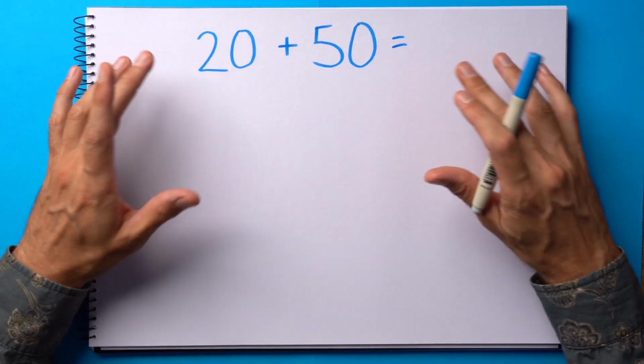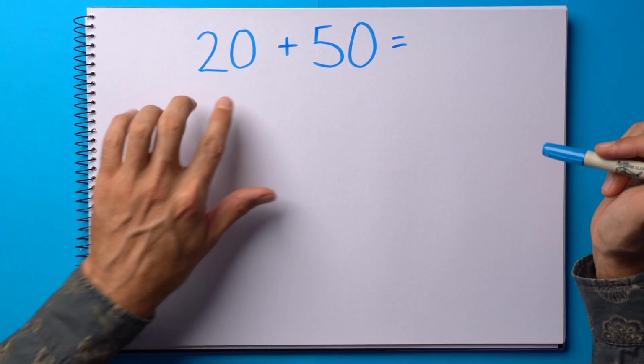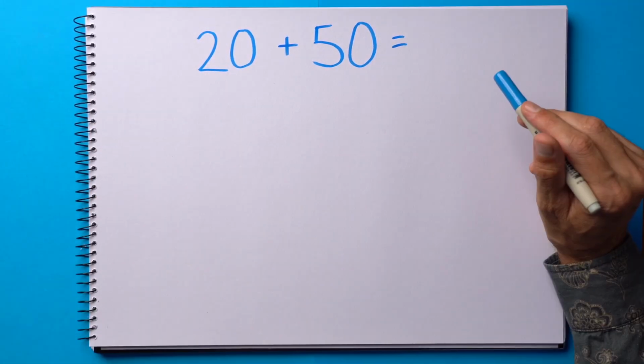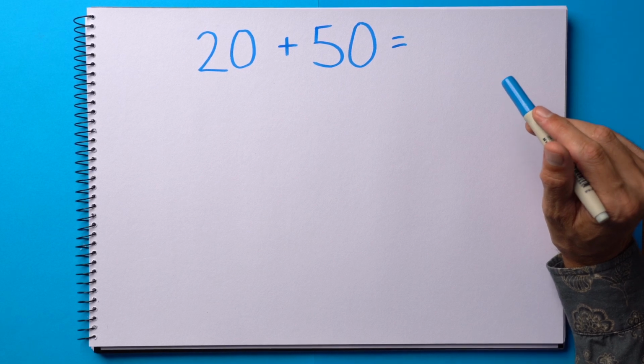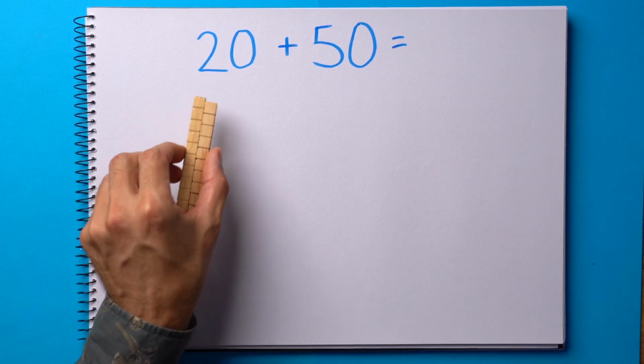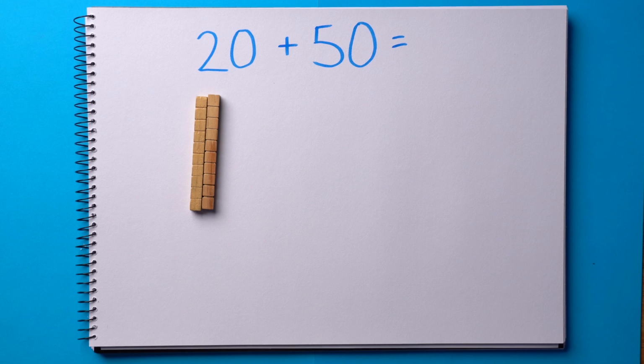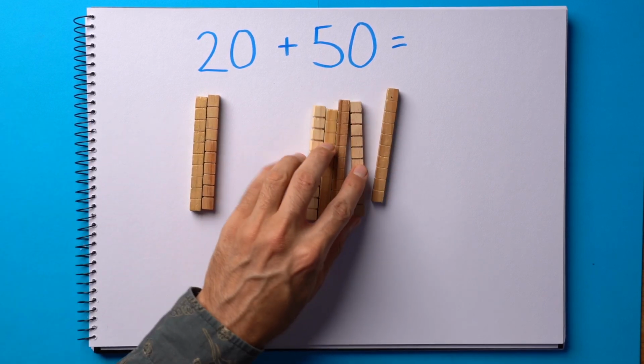So here I have an example of something that we might need to solve, 20 plus 50. The first thing I'm going to do is I'm going to make the number. So the number 20 has 2 tens and no ones, and the number 50 has 5 tens and no ones.